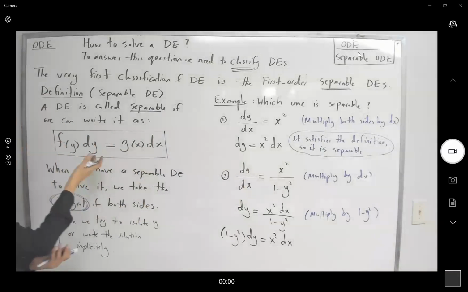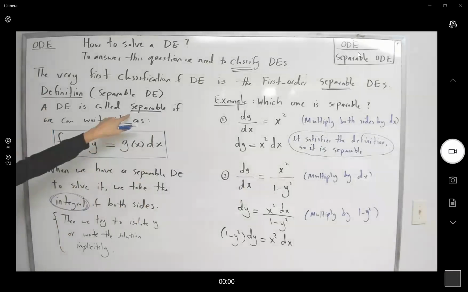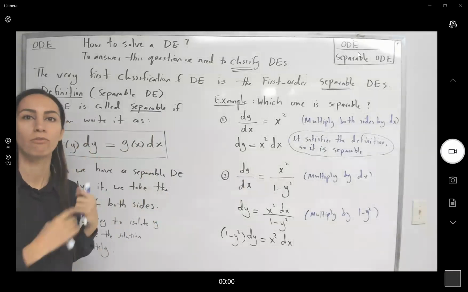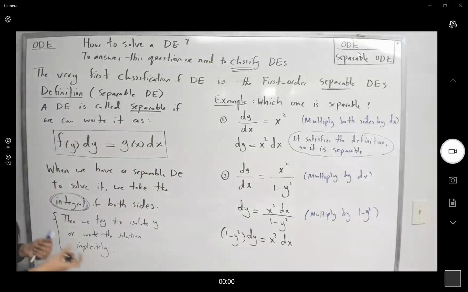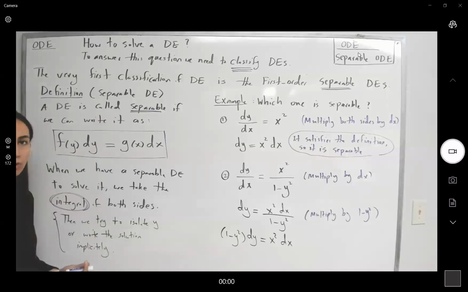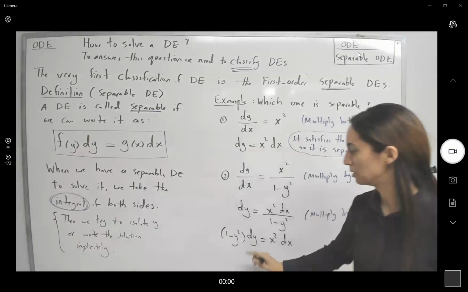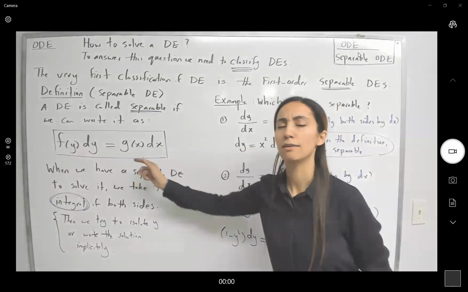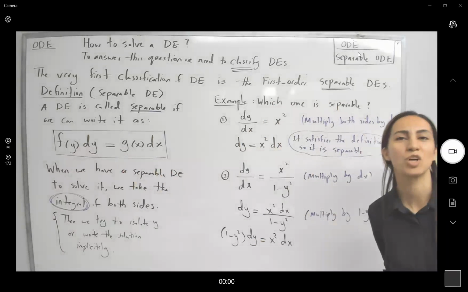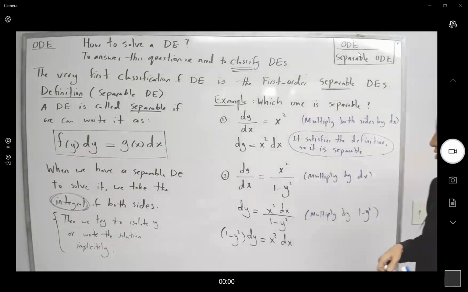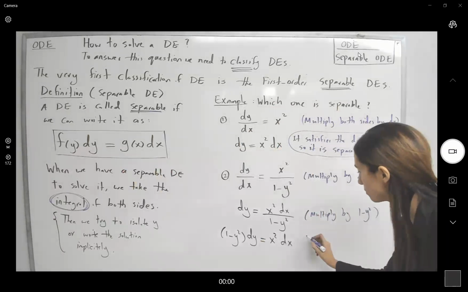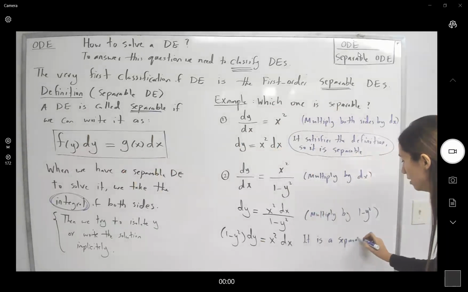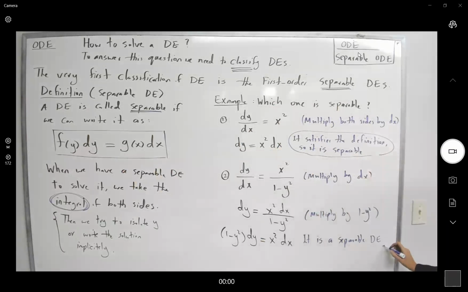Check the definition. The definition of a separable differential equation tells me you need to have all of your y's on one side: f of y dy. My f of y is 1 minus y squared, quadratic, times dy. I'm good with the left-hand side. What about the right-hand side? A function in x times dx. X squared times dx. Very well. So as you can see, it satisfies the definition, and it is a separable differential equation.